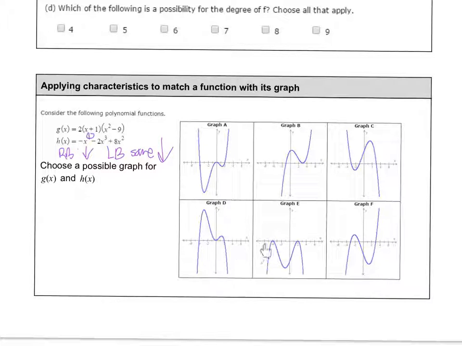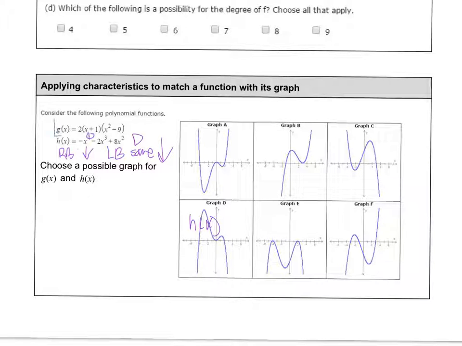So now I got to think a little bit more. Well, something else I noticed about this graph is that if I were to plug in 0 for x, y would also equal 0. The graph of this function contains the point (0, 0). This graph does not go through (0, 0), but this one does. So I would definitely say that h of x could possibly be D. So I'm putting a little D over there.